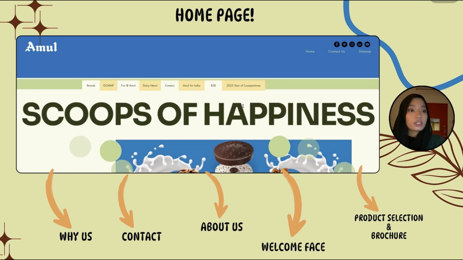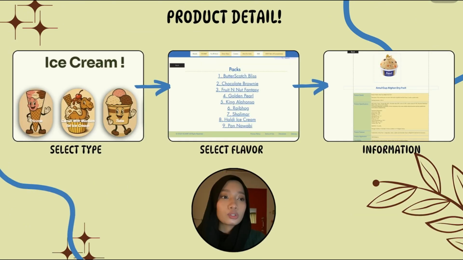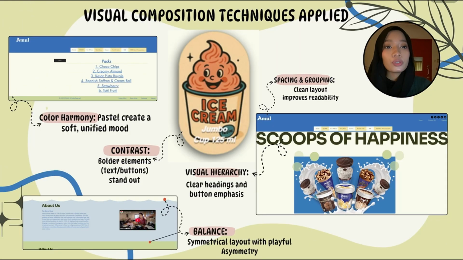As you can see here in the home page, we include a why us page, and we emphasize our contact info and about us, and the welcome phrase is just very straightforward. For the product detail page, we include links to separate pages where they can choose which category of ice cream they want to look into. We also include a back button for each page.